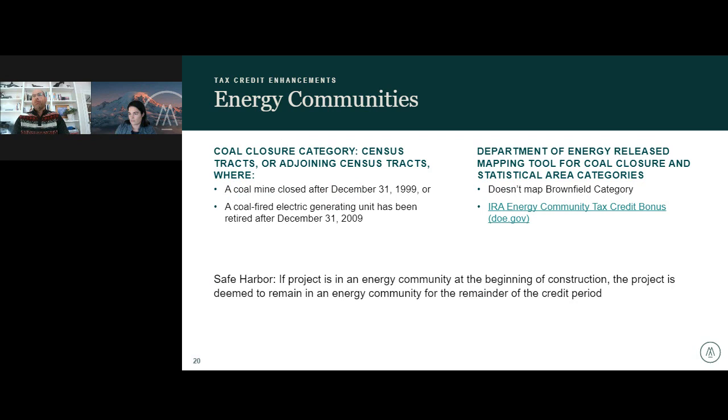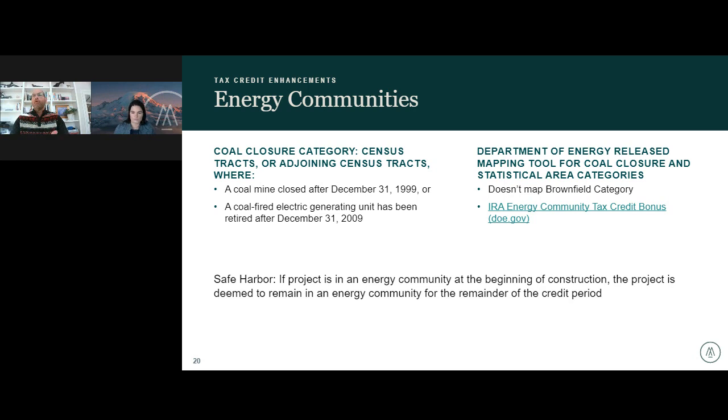And then the next one is the coal closure category. So this is census tracts or adjoining census tracts that have either had a coal mine or a coal-fired electric generating unit that's been decommissioned after 2009. And again, this is something that you can map and determine whether or not you're in that coal closure community. It shows it very clearly on the Department of Energy's map, and there's a link to that map there. That will enable you to at least get that first initial look, and then you can look at whether or not that census tract is actually listed as one of the qualifying census tracts.